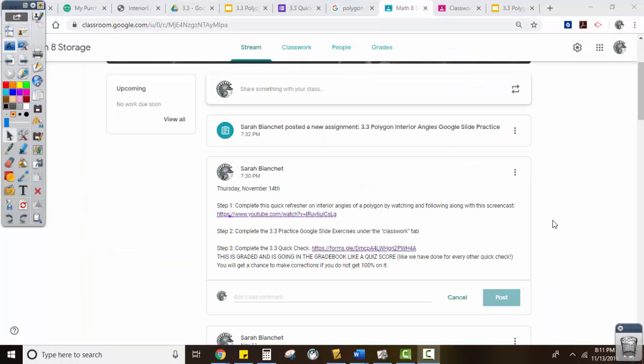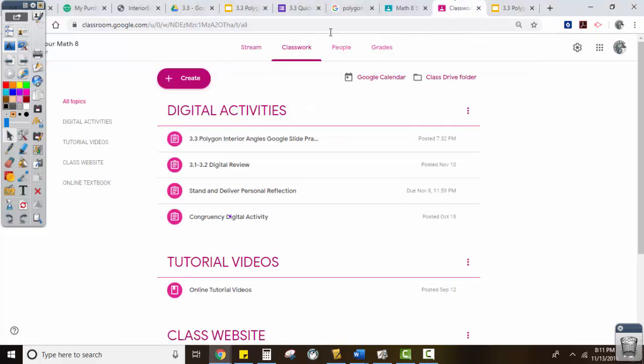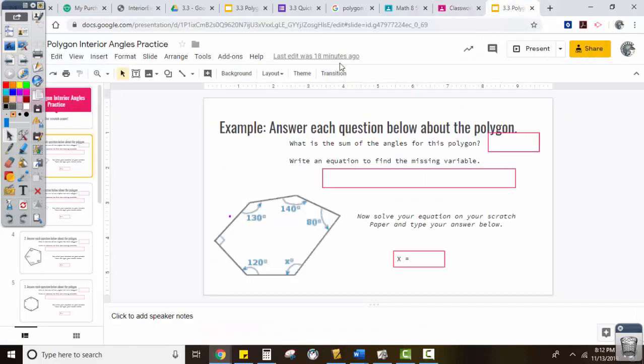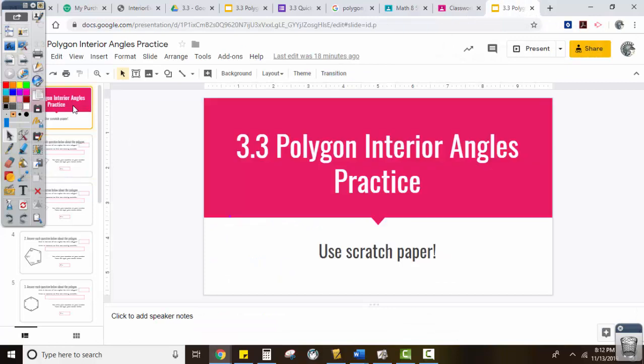Okay, now what you're going to do is you're going to go to Google Classroom and look for the announcement from today, and you're going to do step 2. Step 2 says complete the 3.3 practice Google slide exercises under the classwork tab. I couldn't attach it to this announcement because this is just an announcement, not an assignment. So you'll click the classwork tab at the top, and you're looking for the first one there called 3.3 Polygon Interior Angles. You'll click that, you can open it, and it will open this up for you.